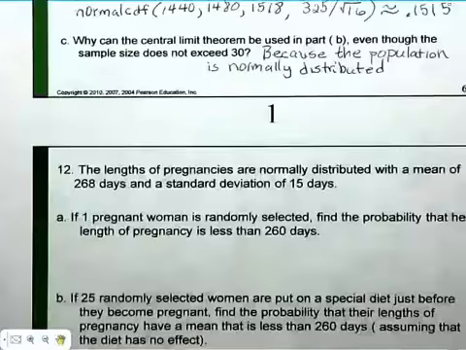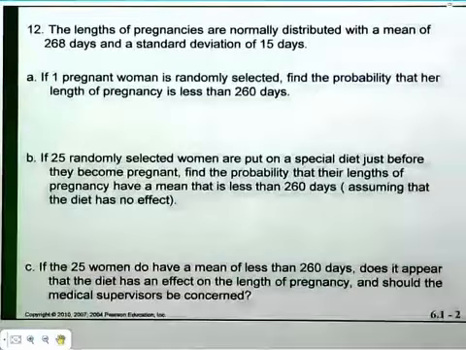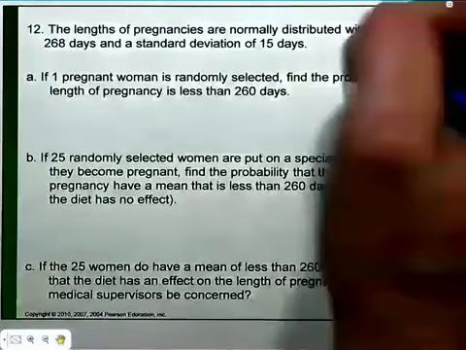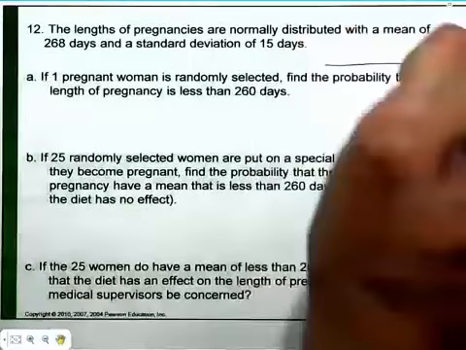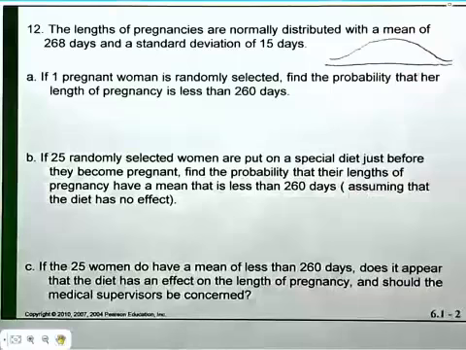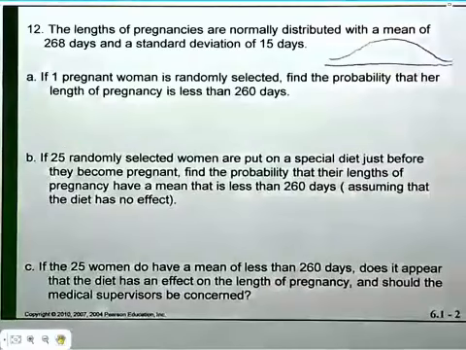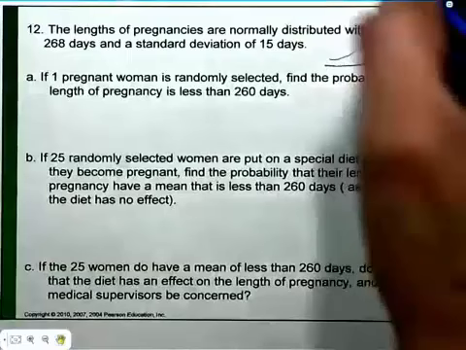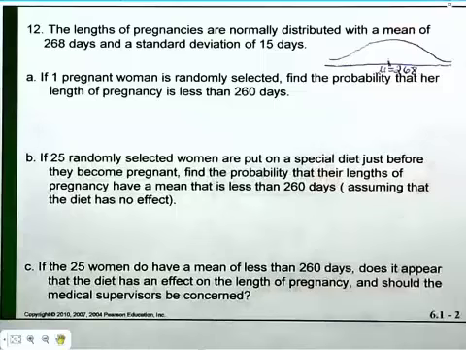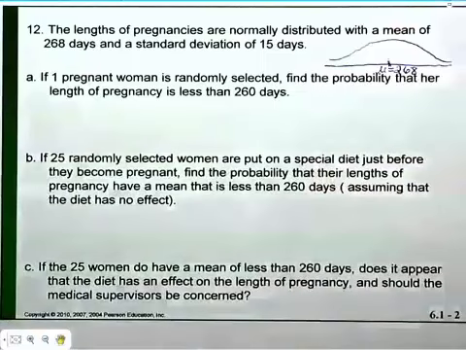Number 12, back to lengths of pregnancies. The lengths of pregnancies are normally distributed with a mean of 268 days and a standard deviation of 15 days. I can draw that. The normally distributed bell-shaped curve for lengths of pregnancies. Here's the mean of 268 days, and the standard deviation is 15 days.